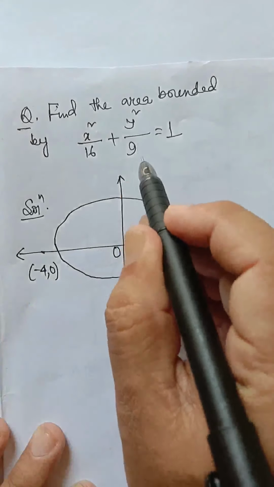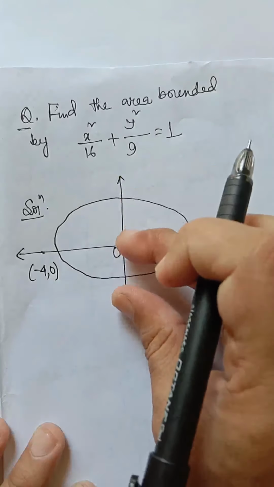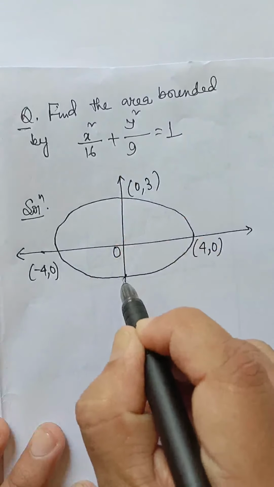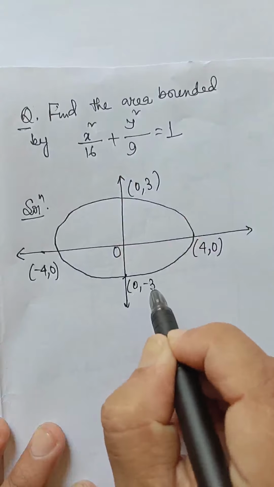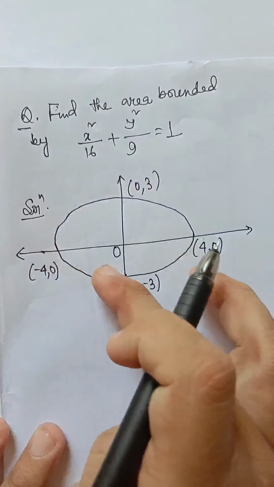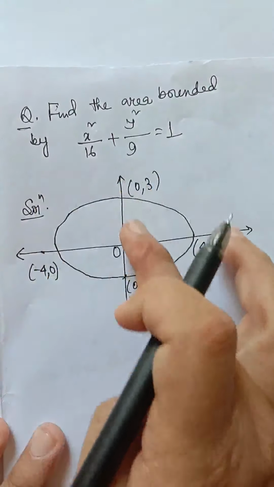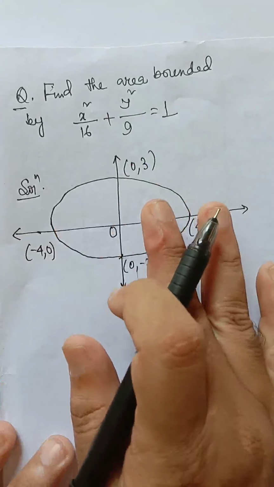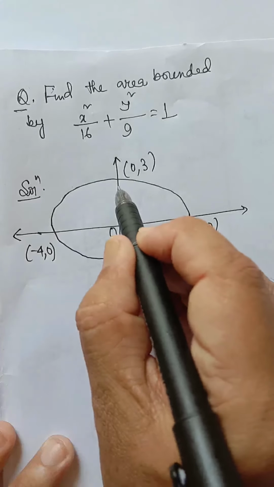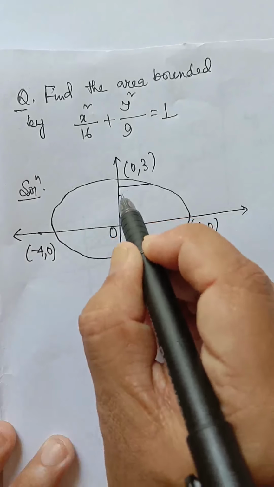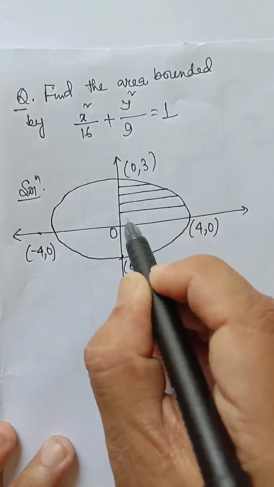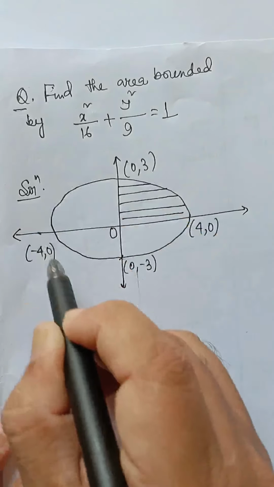Y square by 3 square, so this length is 3, this length is also 3. This will be 0, 3 and this will be 0, minus 3. We have to find the area of the whole ellipse. Now the x-axis and y-axis divide it into 4 equal parts. So if we find the area of this part only, and multiply the result by 4, we will get the area of the whole ellipse.